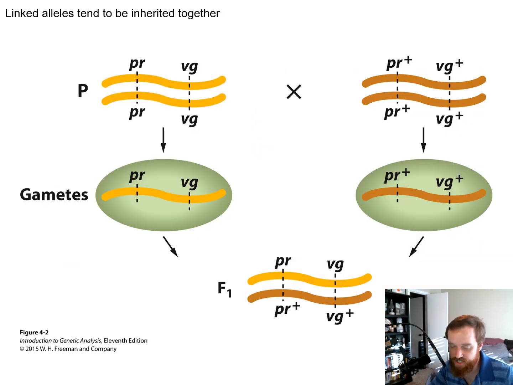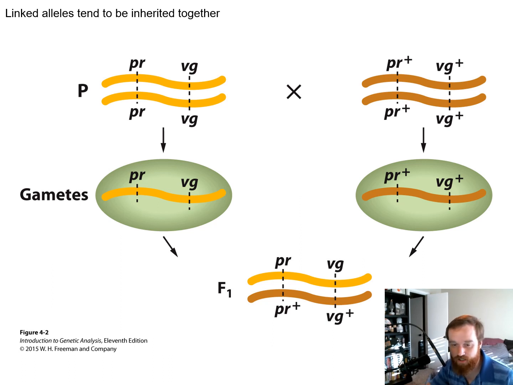So with linked genes, as opposed to independently assorting genes, linked genes or linked alleles tend to be inherited together. So if you're physically on the same chromosome, the odds of you being passed down together is much higher than if you were to be separated because you're physically connected to one another. Now, it's not impossible. We'll get into crossing over and some of these other things that can break up these linked alleles, but for the most part, your highest odds if you are on the same chromosome is that you're going to be passed down together.